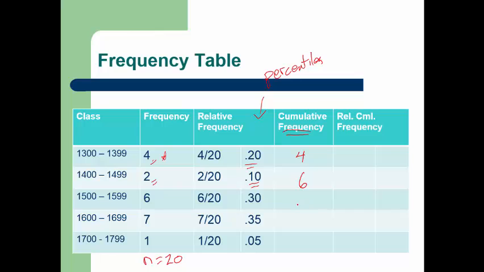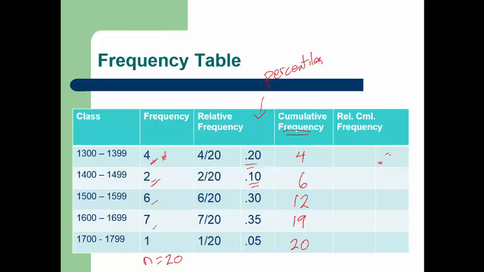By the time we get to this bin right here, we've got a 4, a 2, and a 6 for a grand total of 12. We add another 7 by the time we get to the 4th row down. That's 19, and then 20 that are here. So now we just do the relative cumulative frequency. In other words, what percentage of the data is below where we are?